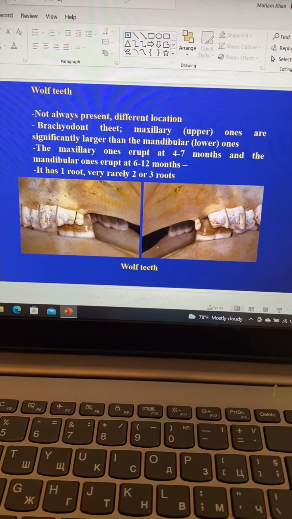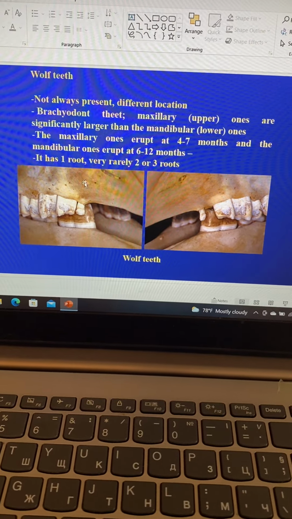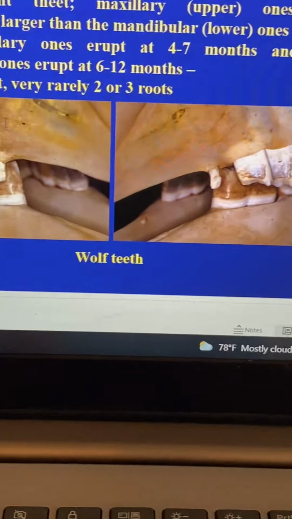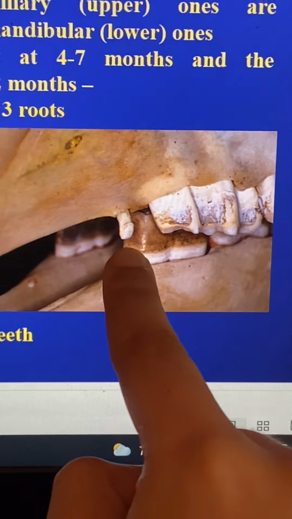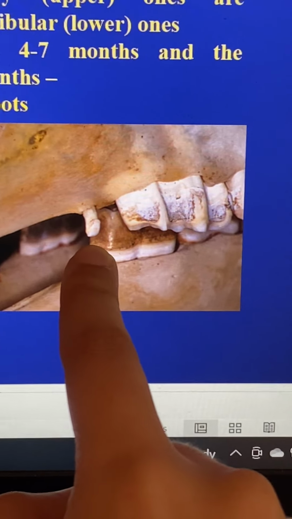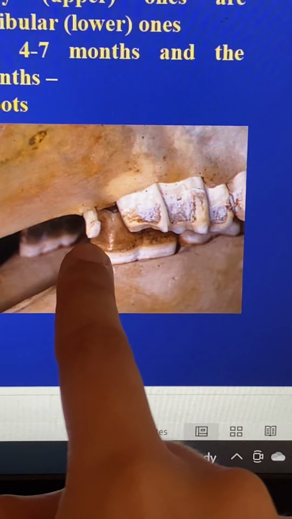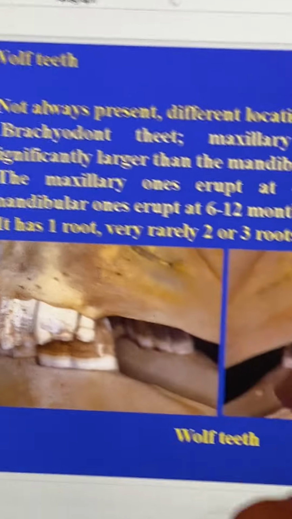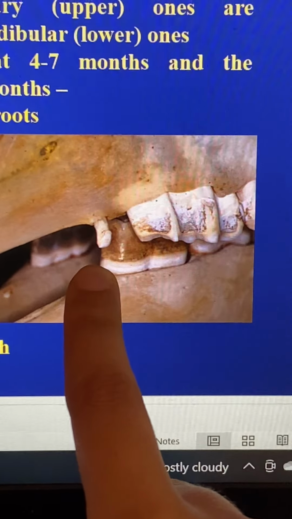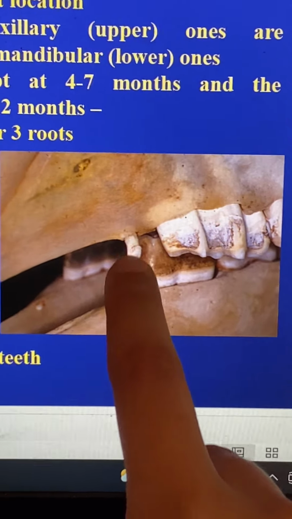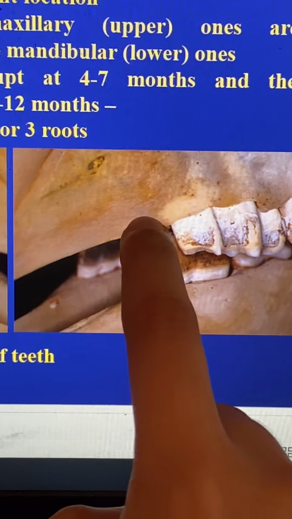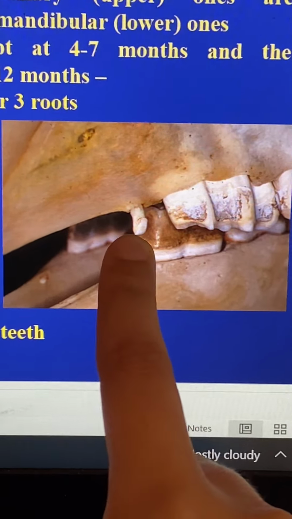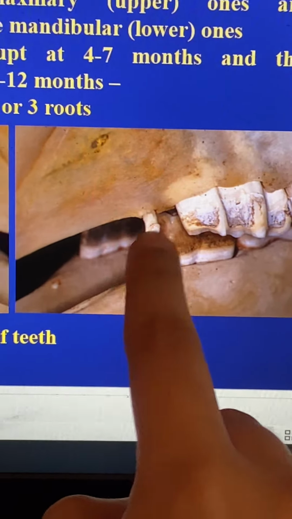Wolf teeth, what are these? So again, they're kind of like the canine teeth. They're not always there. This is your wolf tooth. So it's barely there. It's not always present, or they have a different location, and they're brachydont teeth. So I'll show you the word. Brachydont teeth are like ours, so the crown is very small above the gum, but there's more underneath.